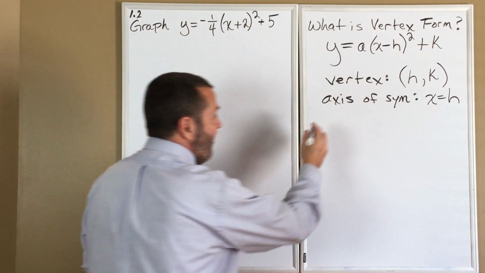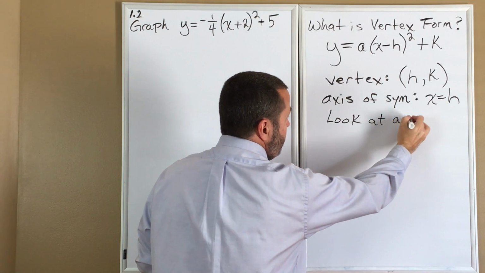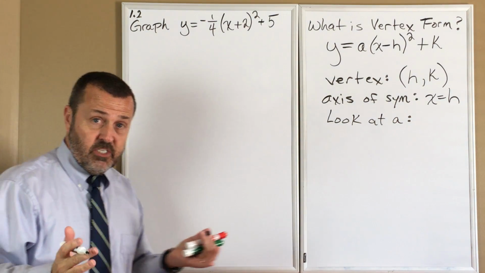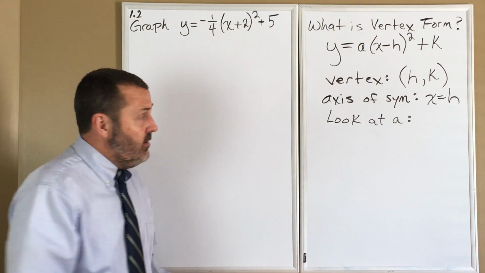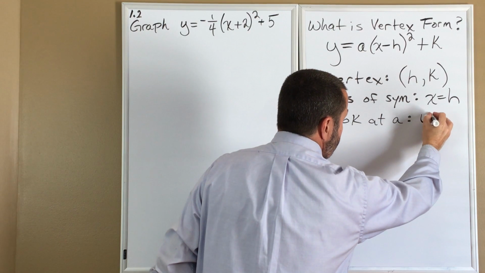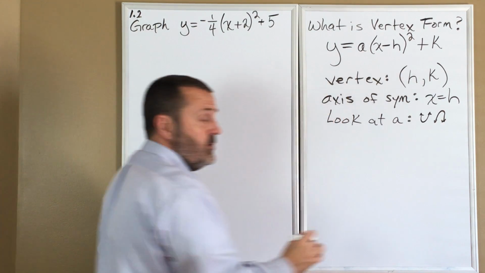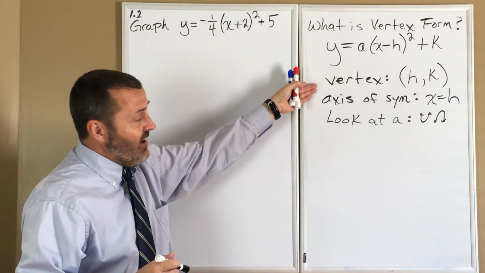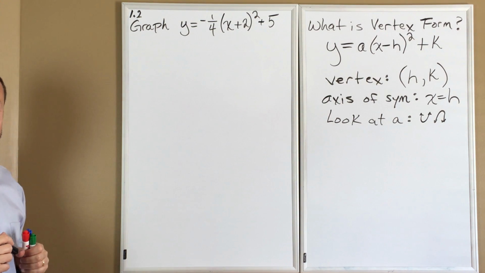Then we can look at our a. That will tell us what kind of parabola it is. Is it an upward or a downward parabola? So just from vertex form, we can find these things right here. Let's go ahead and jump into our function.